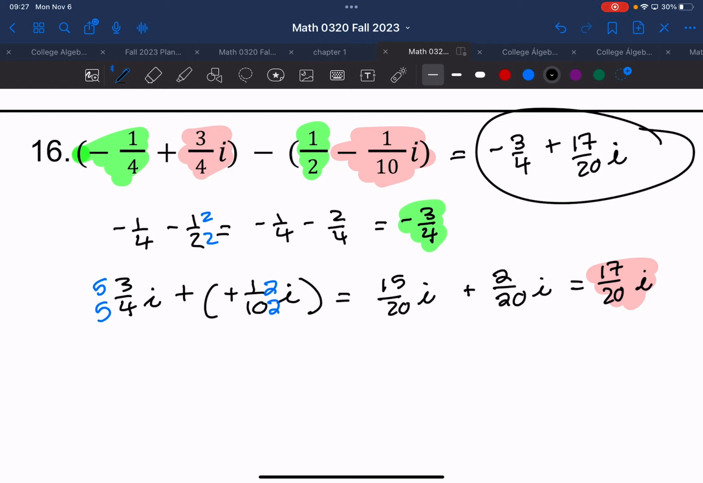Again, we just add the real parts, then we add the imaginary parts. Any questions so far? Okay.